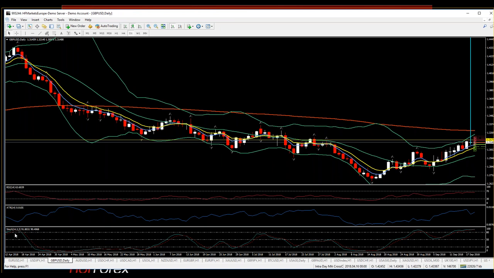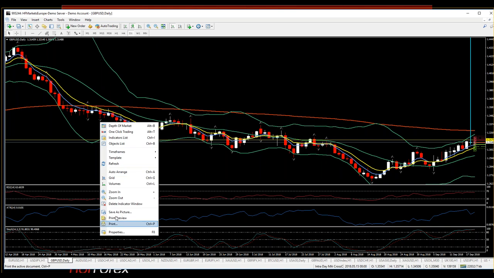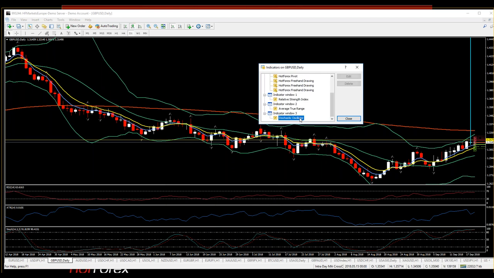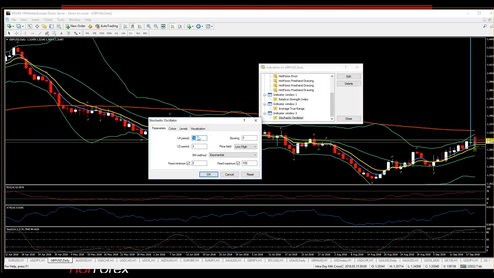And this particular stochastic is set at 14, 3, and 3. What does that mean? What are we showing here? Well, we've got a green line and the red dotted line. Let's have a look at what the indicator is showing us. So indicator list, there we go. So we click on the stochastic and it tells you what it's showing.